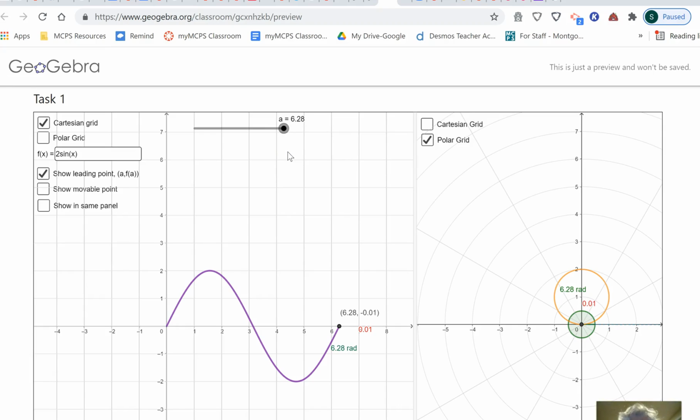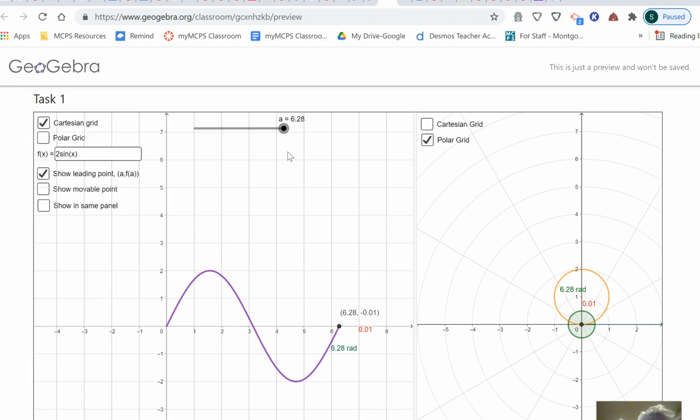Why is it on the y-axis? Because this is a graph of 2 sine x. If it's a graph of 2 sine x, sine goes with y values, symmetry is over the y-axis. And notice I'm not saying even symmetry. This is not a function. Even symmetry means even function. So we don't use the word even. We call this y-axis symmetry.